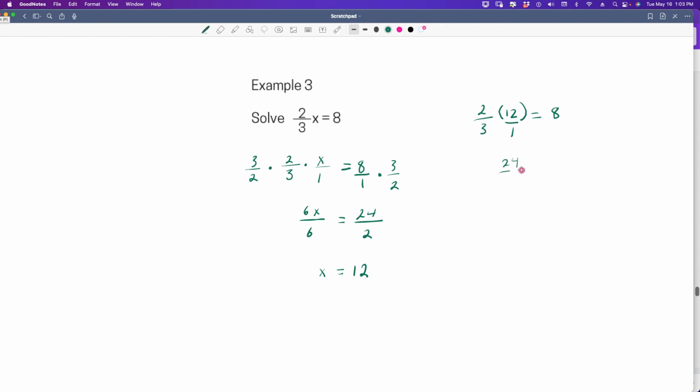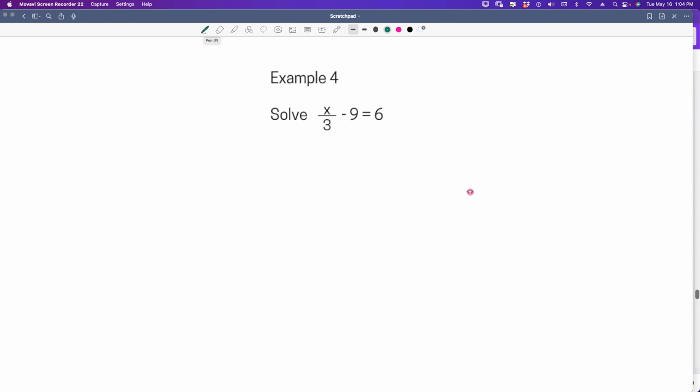3 times 1, that would be 3. 24 divided by 3 is 8. So we know that x equal to 12 is the correct solution. So let's look at our next example problem.